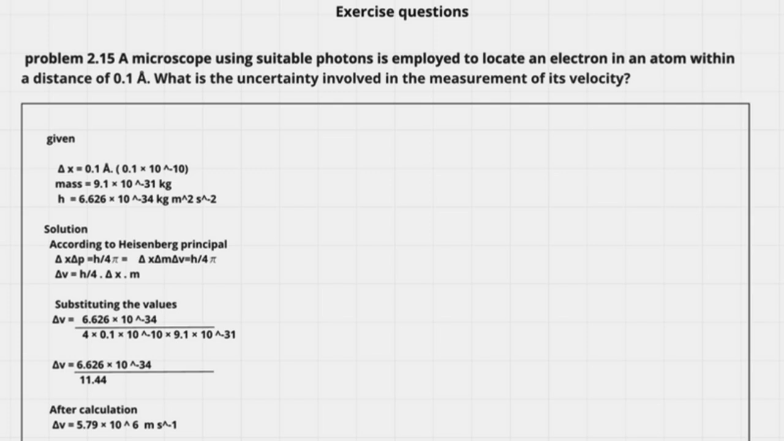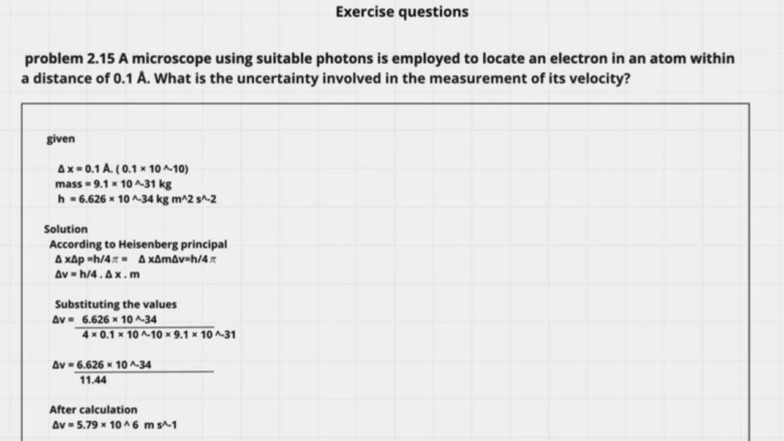Solution. According to Heisenberg principle, increment x increment p equals h divided by 4 into pi. Or increment x into increment mass into increment velocity equals h divided by 4 into pi. So increment velocity equals h divided by 4 into pi into increment x into increment mass.